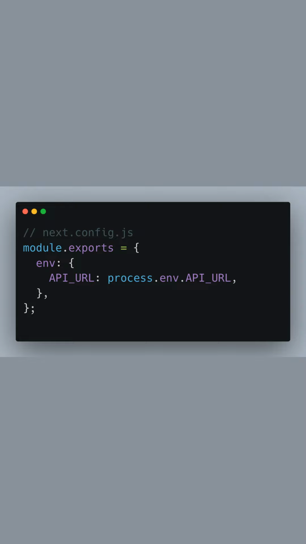What this does is tell Next.js to make the API_URL variable available to our app, wherever we use the process.env.API_URL expression. By doing this, we make sure our app will use the local variable when running locally, and the production variable when it's deployed.